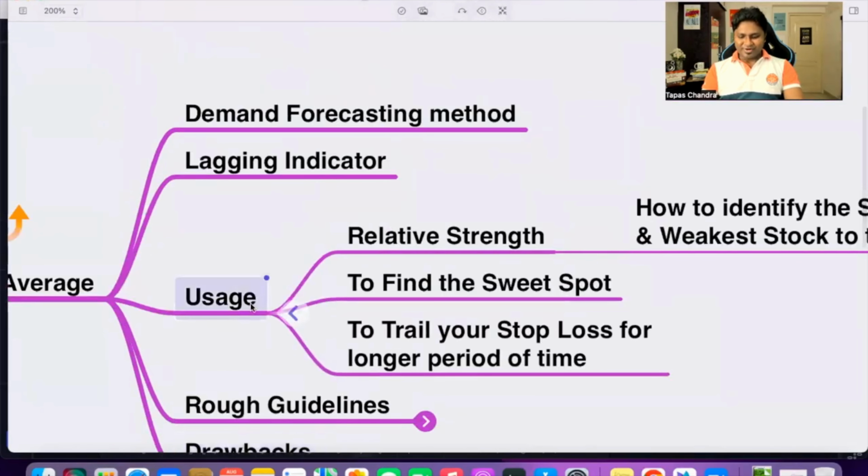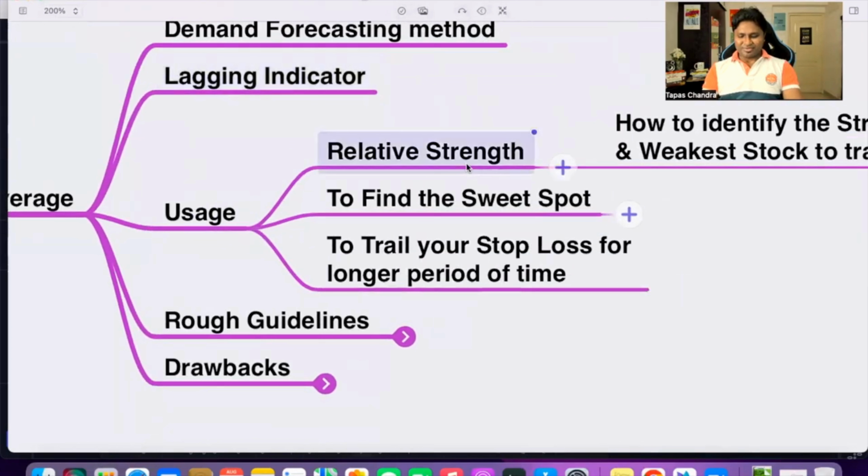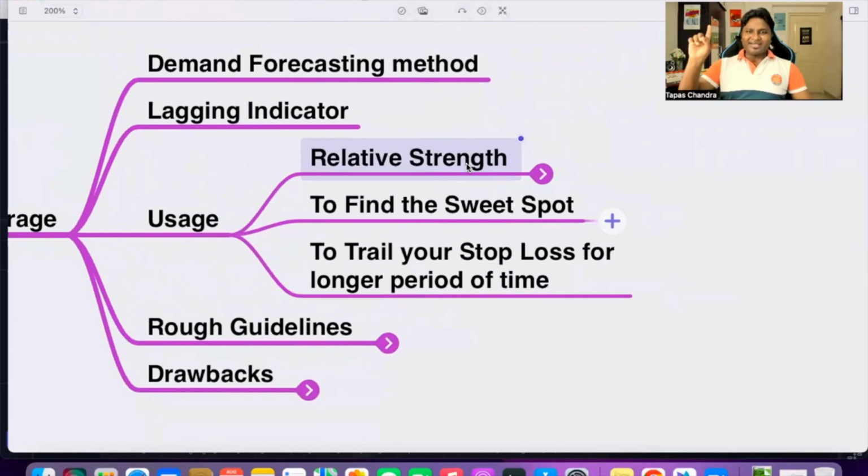So we have covered moving average, where we talked about how the moving average is nothing but a demand forecasting method. It is a lagging indicator, and these are the uses of moving average. Number 1 is relative strength. We can compare the moving average price of different stocks and figure out which stock is stronger and which is weaker. So if you have a problem of plenty where you want to choose one stock among many stocks, you can use this method to find out which stock is relatively stronger or weaker.